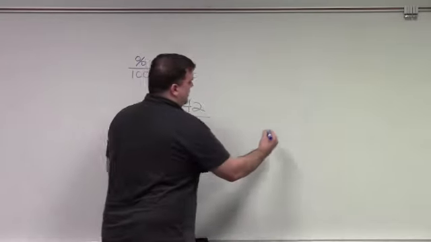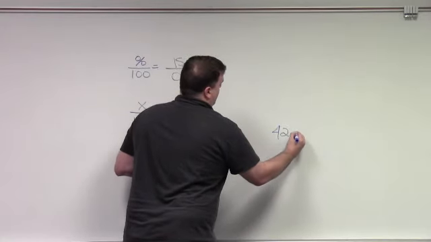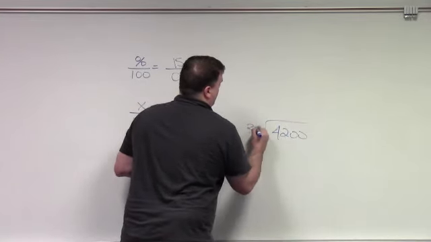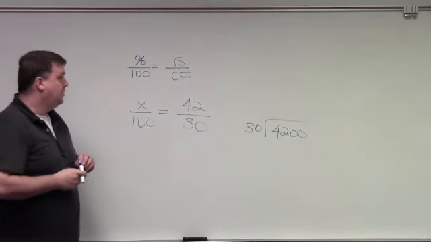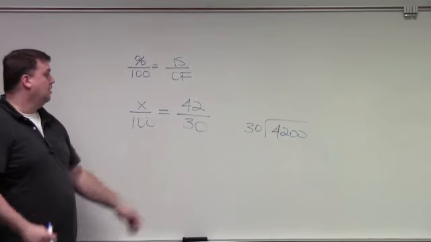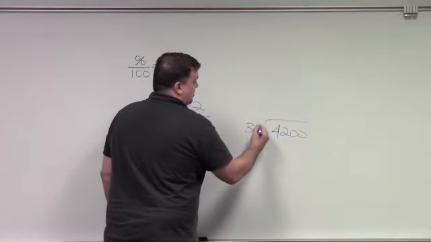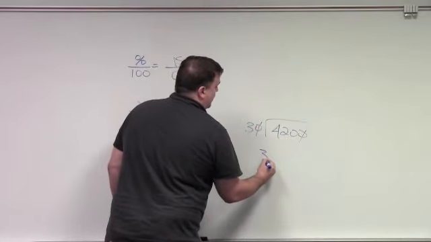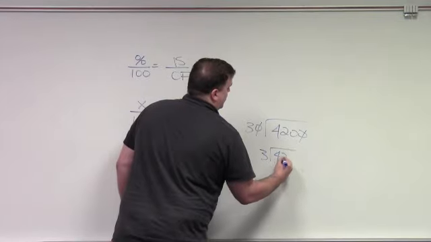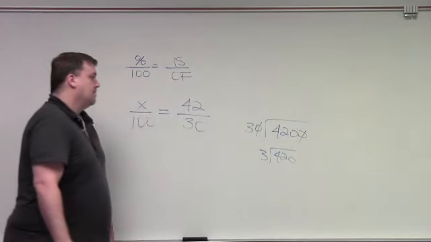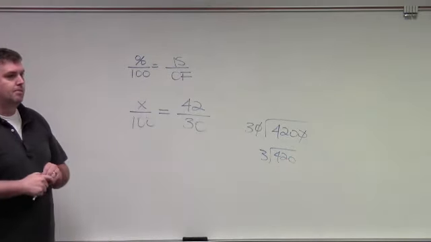So essentially you end up with 42 times 100 is 4,200. Could I use my zero trick on this one? Yes, I could make it a smaller problem. I could really make it 3 into 420, make the number a little bit smaller. It'll work out just the same no matter which way you do it.